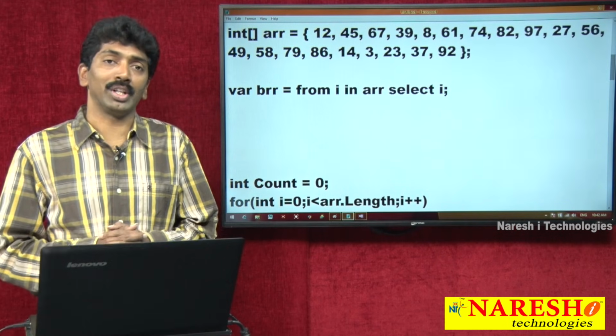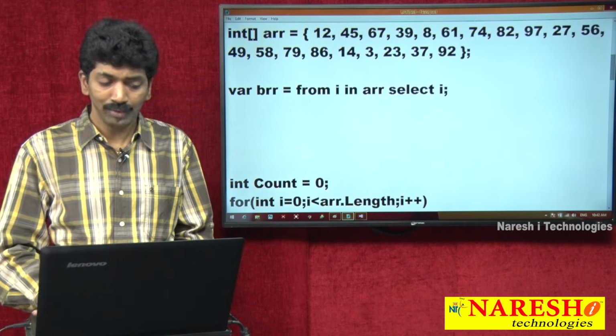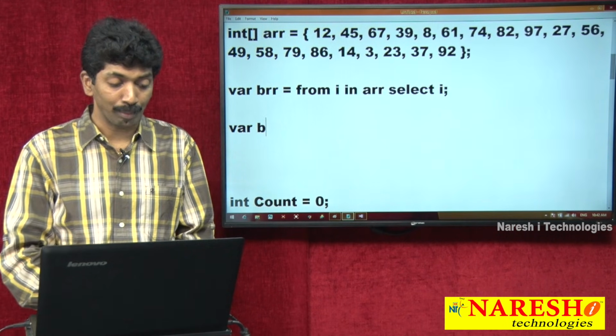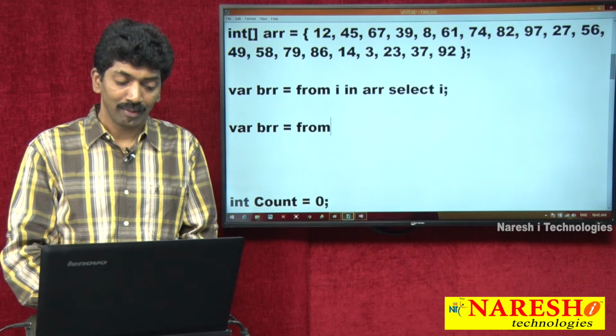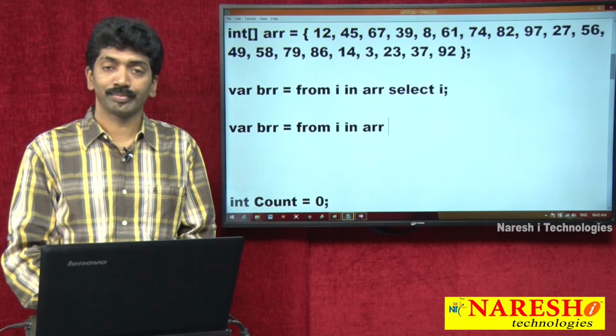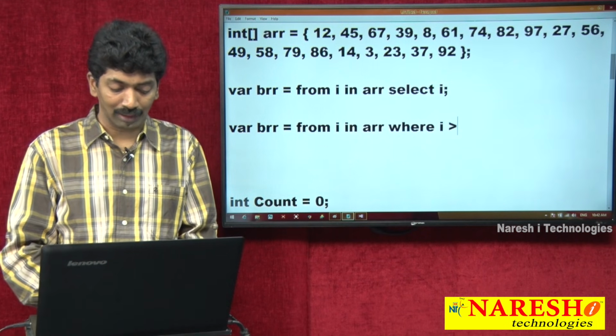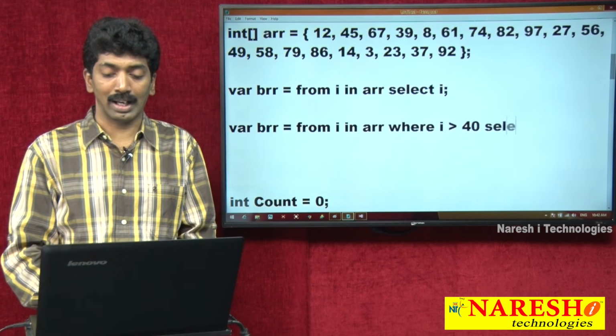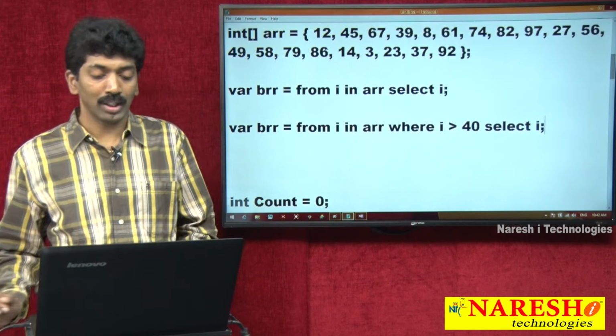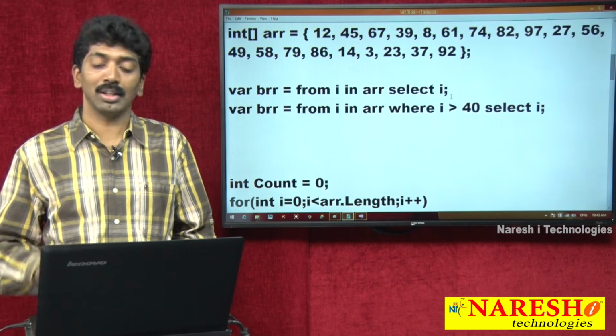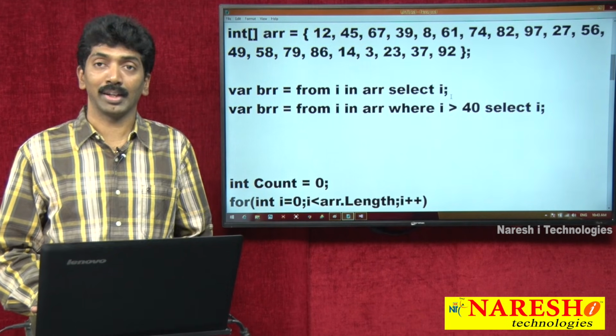Can I write a query to fetch all the data greater than 40? We'll try. var BRR is equals to from I in ARR, where I greater than 40, select I. What you get? All the values greater than 40 from the appropriate array.